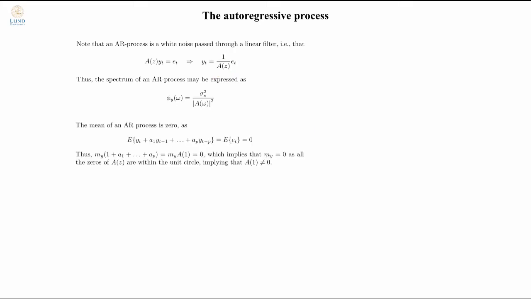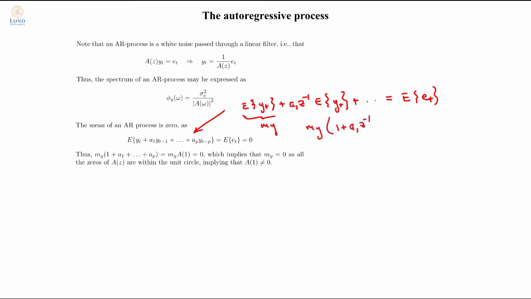The mean of an AR process is slightly more difficult to compute than the mean of an MA process. The way you see it is that I'll just move the expectation in like this, and if I express this as my m of y times the characteristic polynomial, which is going to be 1 plus a1 z to the minus 1 plus a2 z to the minus 2, and so forth, it is going to be equal to 0 because the driving noise is assumed to be zero mean. Notice that this A polynomial cannot be 0 if I evaluate it on the unit circle, because the AR process cannot have any roots on the unit circle, because then it's not a valid AR process. That means that A of 1 cannot be 0, and therefore m of y must be 0.